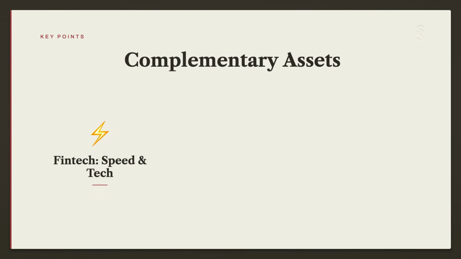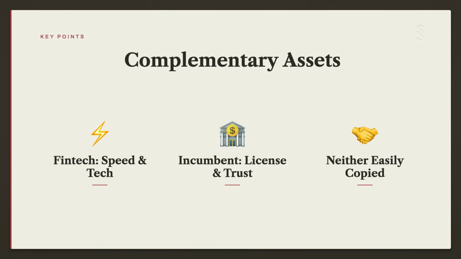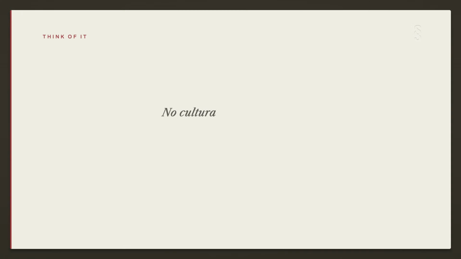Partnership works because each side holds assets the other cannot easily acquire. A fintech brings modern technology and speed. An incumbent brings a banking license, a balance sheet, and decades of customer trust. Licenses take years, trust cannot be bought, and legacy systems cannot be modernized overnight. So trading assets makes more sense than either side trying to build what it lacks.